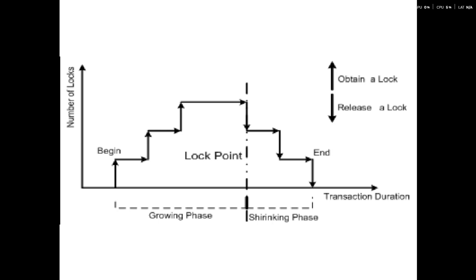It has two processes of locking: one is obtaining locks, another is releasing locks. The obtained locks are called the growing phase. The released locks are called the shrinking phase.